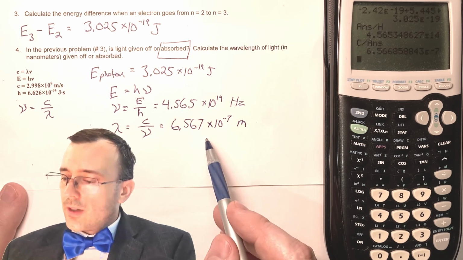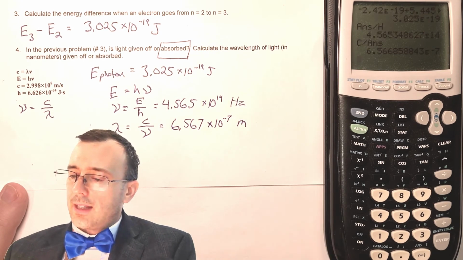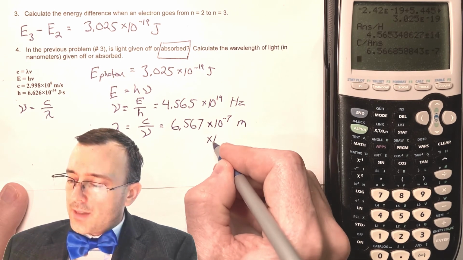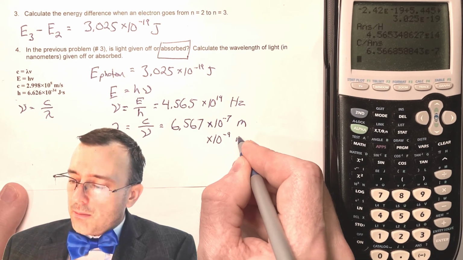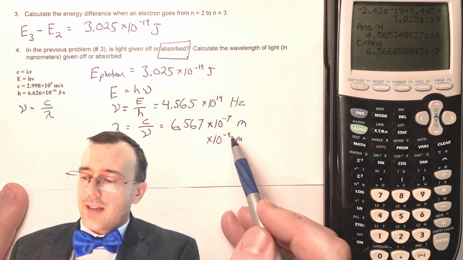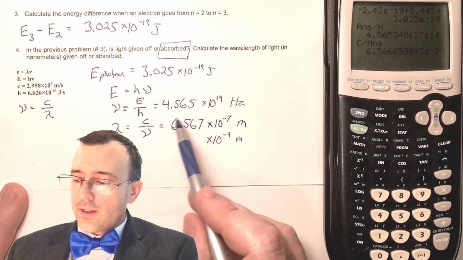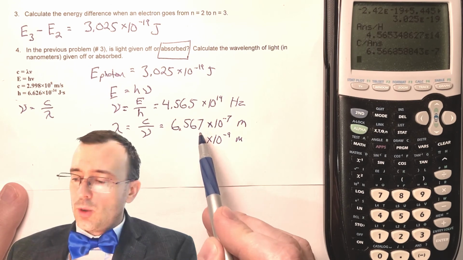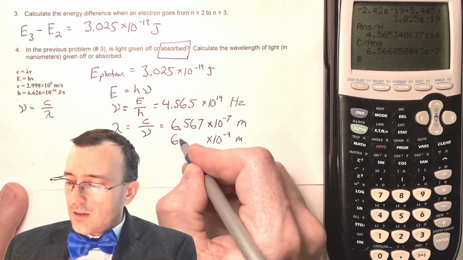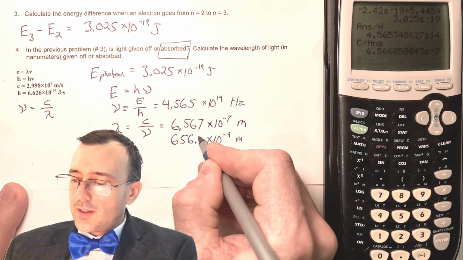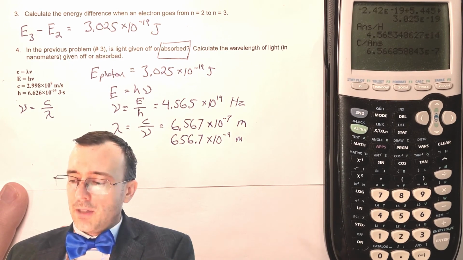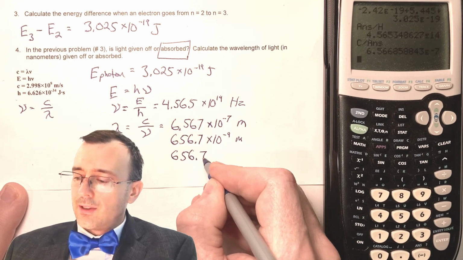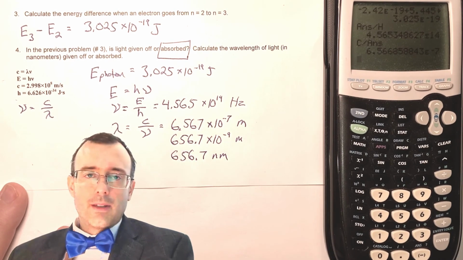It tells us one last thing. It wants the wavelength in nanometers. To convert this into nanometers, we want something times 10 to the minus 9 meters. If this exponent is getting smaller, this number must be getting bigger. So we're going to take this decimal point and move it 2 spots to the right. So that's 656.7 times 10 to the minus 9 meters, which is 656.7 nanometers. There we go.